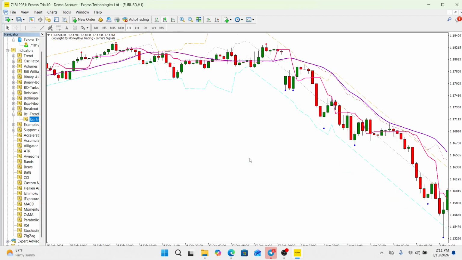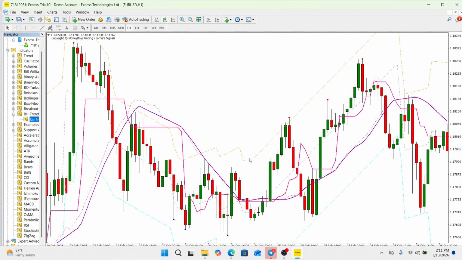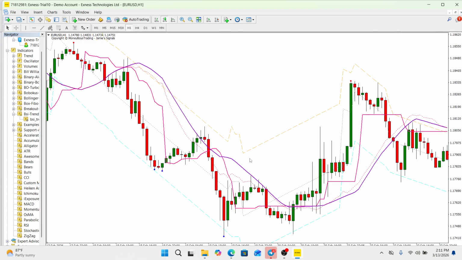The indicator also identifies overbought and oversold conditions within the channel, providing additional context for timing entries at better value prices within the prevailing trend rather than chasing momentum at the extremes. Let's take a look at the indicator settings.